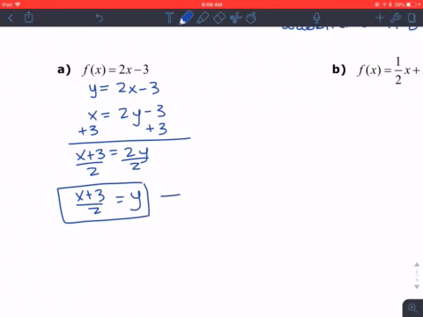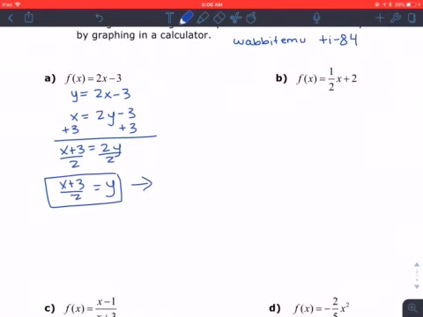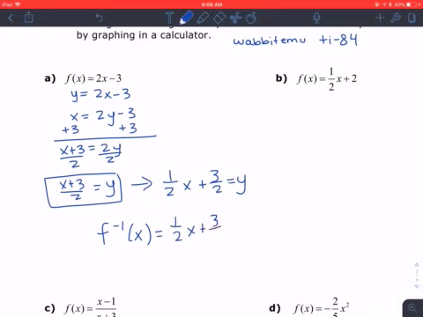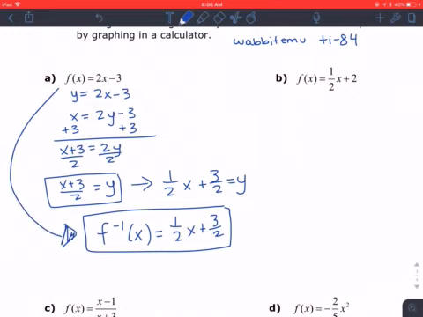All right, I do think it's a good idea for you to practice writing this into slope-intercept form. So this would be 1/2 x plus 3/2 equals y. And then remember, we need to write it in function notation. So f to the negative 1 of x equals 1/2 x plus 3/2. And then we'll go ahead in your graphing calculator, graph both of these, and make sure they reflect over that line y equals x. So if you want in y3, you can enter y equals x, just so you can get a visual.